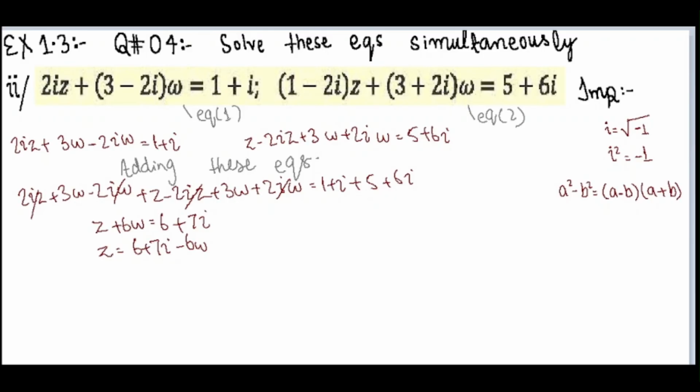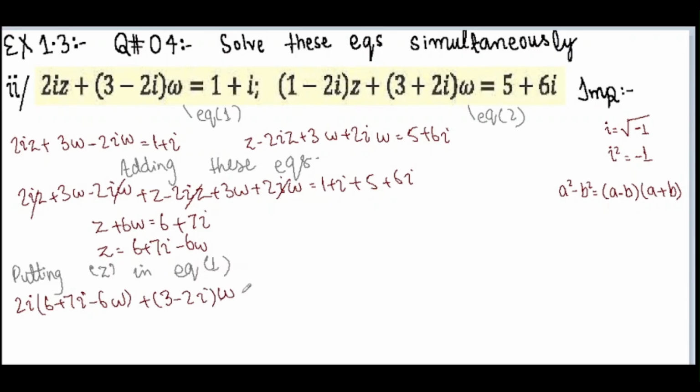First of all we are going to write, putting Z in equation 1. So now we are going to put it over here, and we get 2 iota into (6 plus 7 iota minus 6w) plus (3 minus 2 iota) into w equals 1 plus iota. Now 2 iota into 6 is 12 iota plus 7 into 2 is 14 iota square minus 6 into 2 is 12 iota w plus 3w minus 2 iota w equals 1 plus iota.